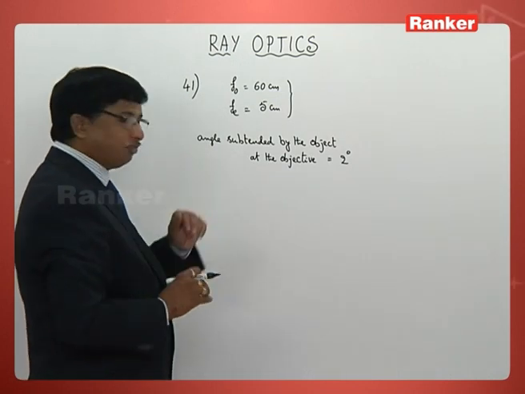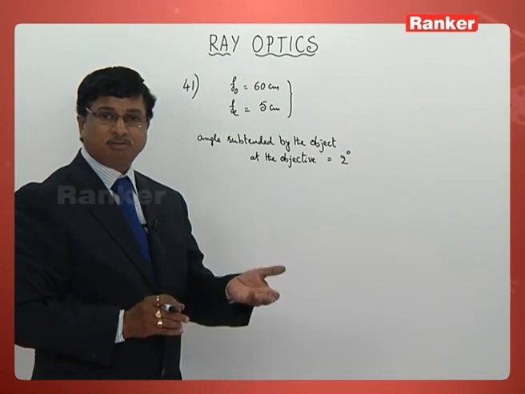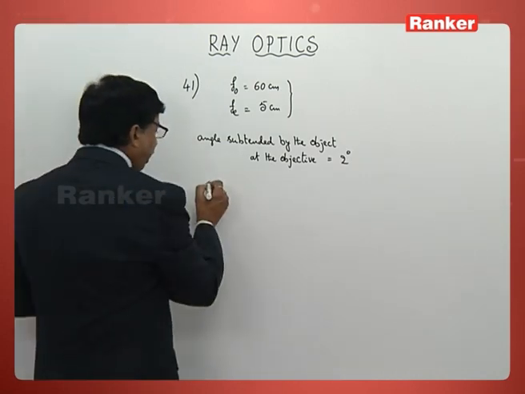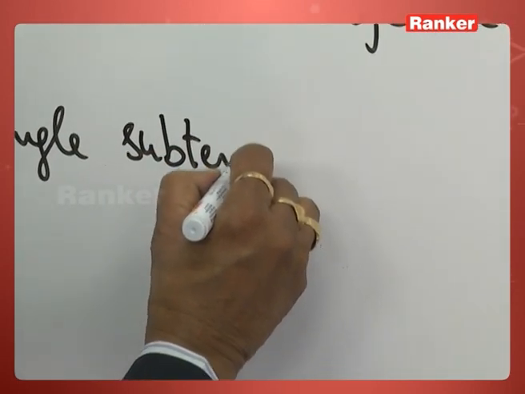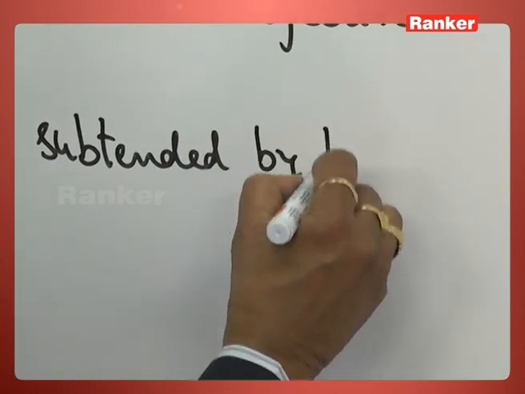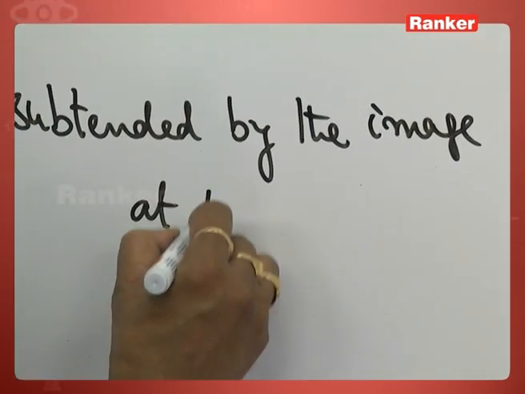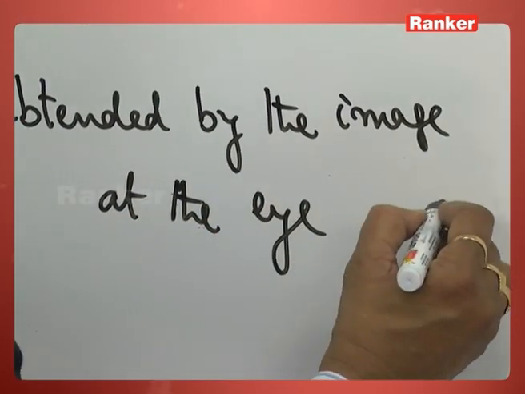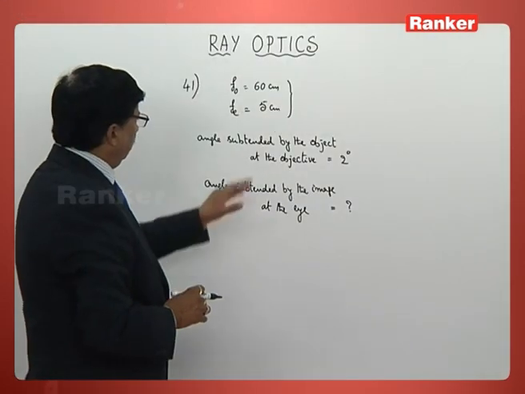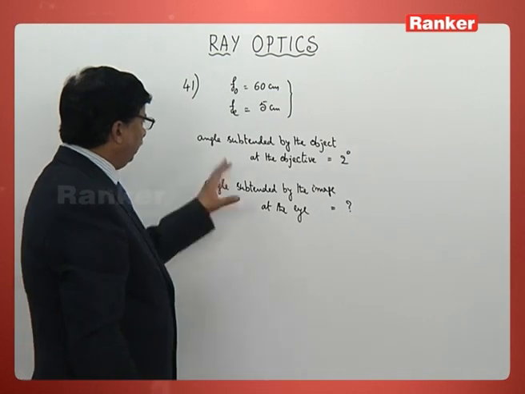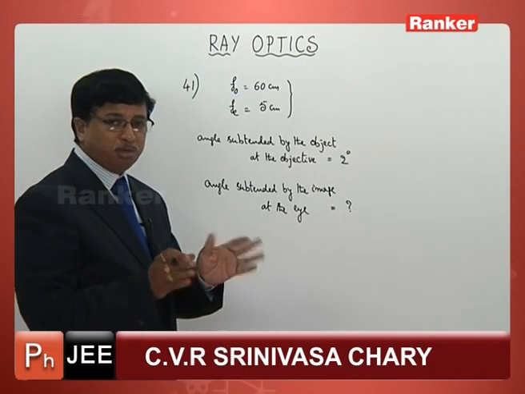And what is his question there? What is the angular width of the image? The angular width of the image is nothing other than the angle subtended by the image at the eye, or you can even call it at the eyepiece. That value is how much? But there is a direct relation between the linear magnification and the angular magnification. They are numerically one and the same.